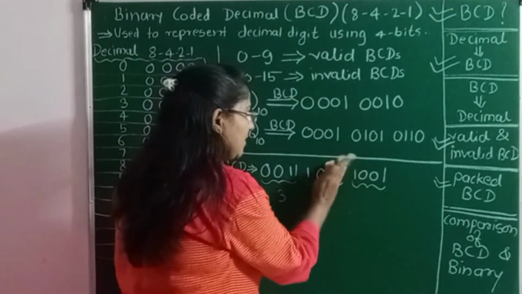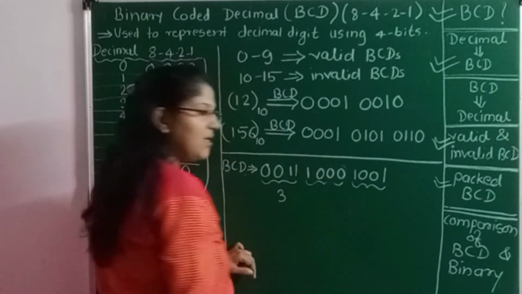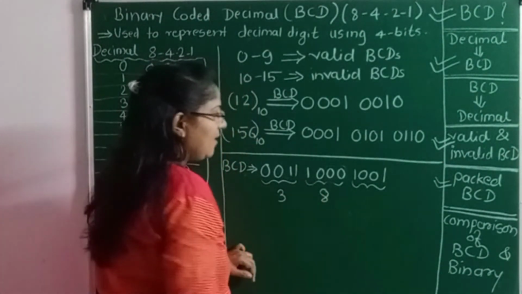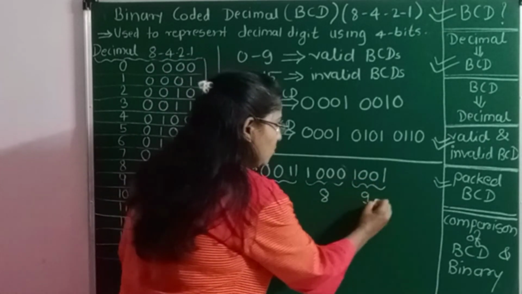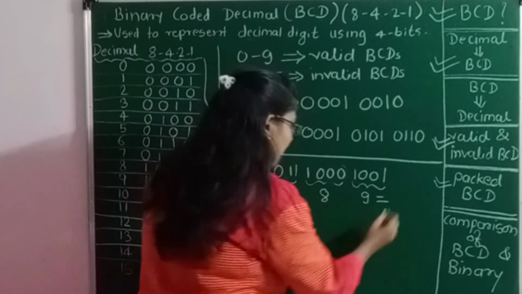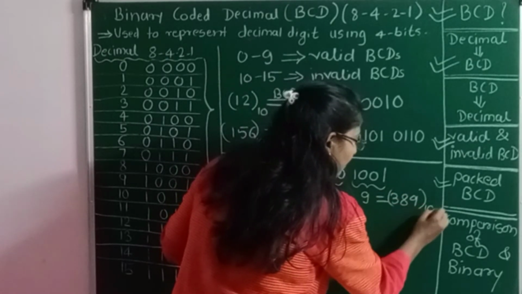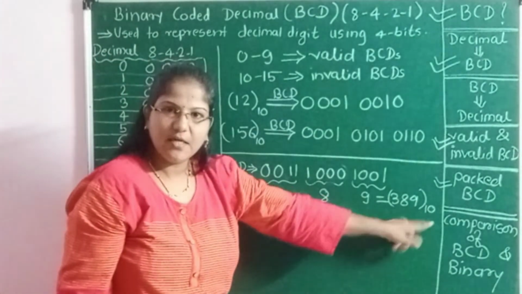I will change this example to 1000. So 1000 is 8. Next one is 1001, it is 9. So the equivalent decimal number is 389. As this is a decimal number, the base is 10.